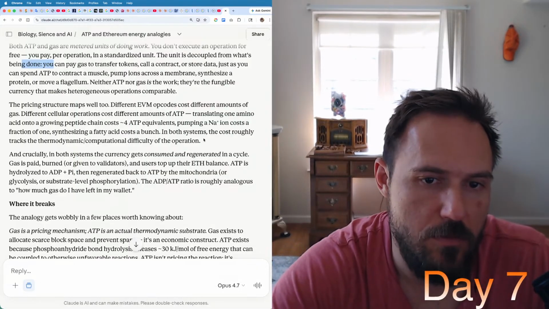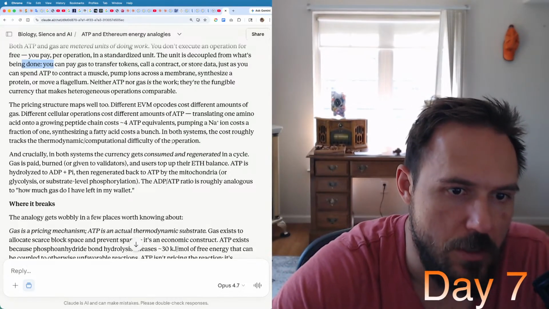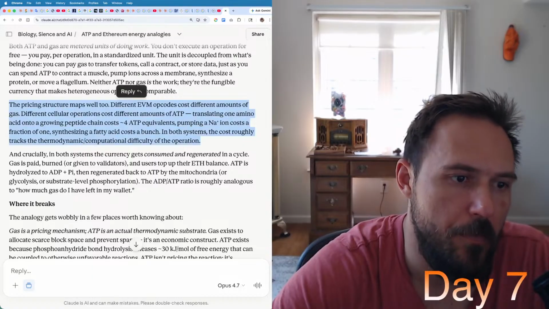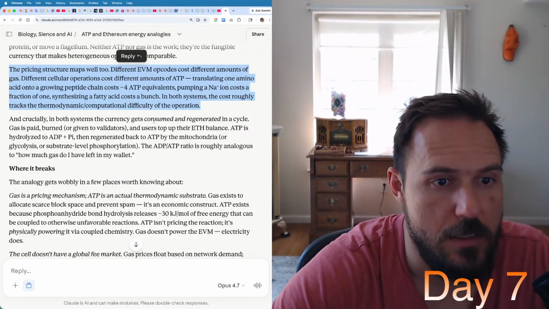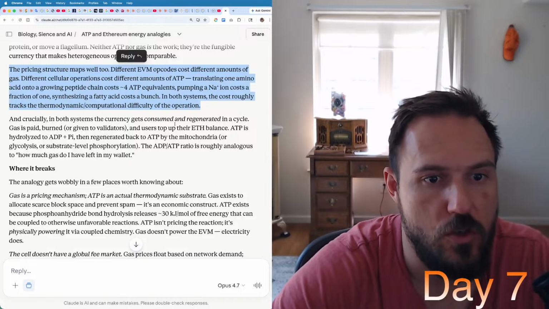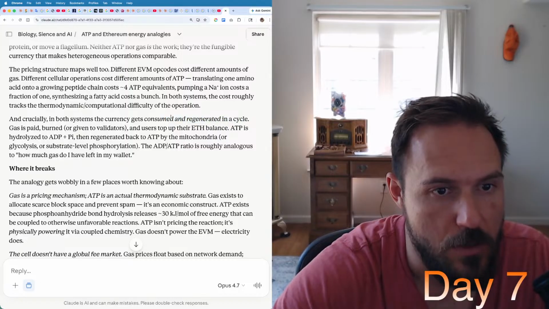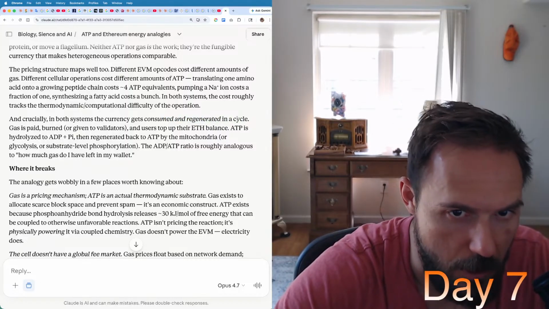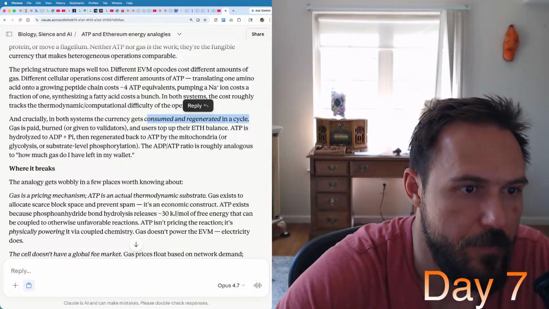Interesting. In both systems, the cost roughly tracks the thermodynamic computational difficulty of the operation. Yep. And crucially, in both systems, the currency gets consumed and regenerated in cycle. Oh, I was wrong about this. So the currency actually regenerated in cycle. I thought compute is not regenerated.